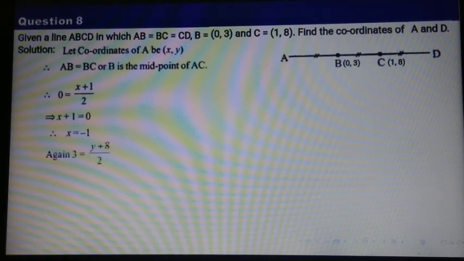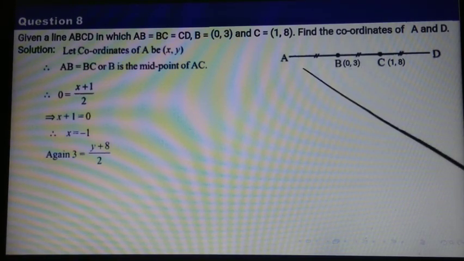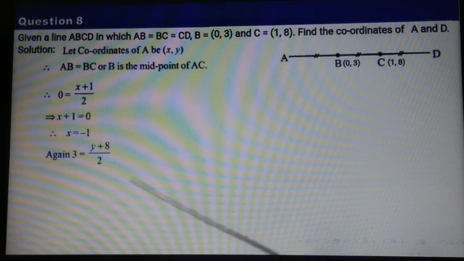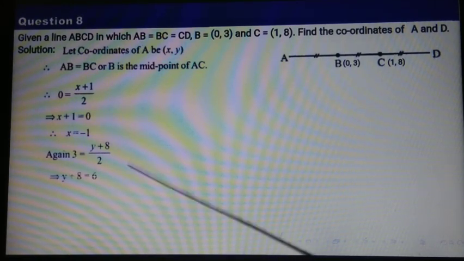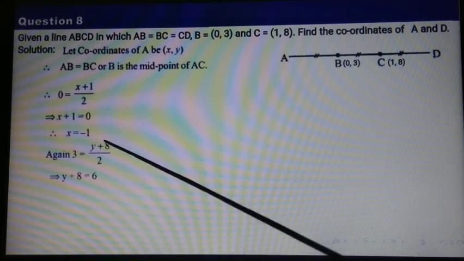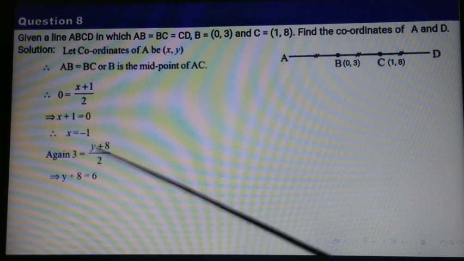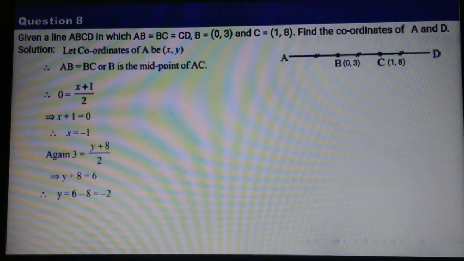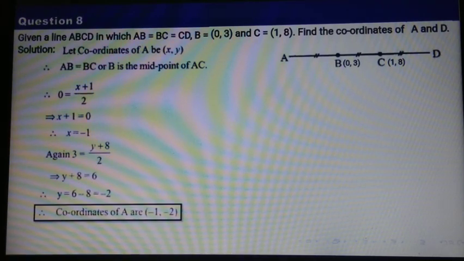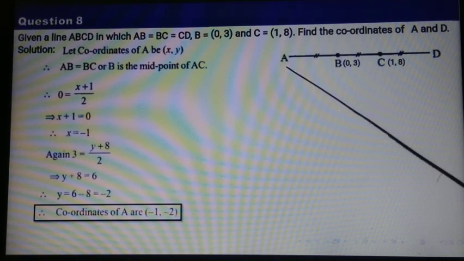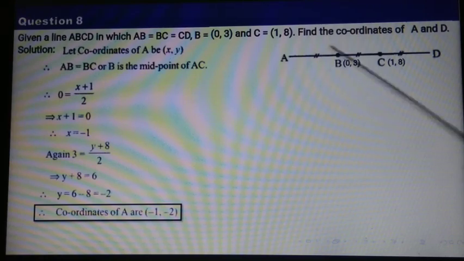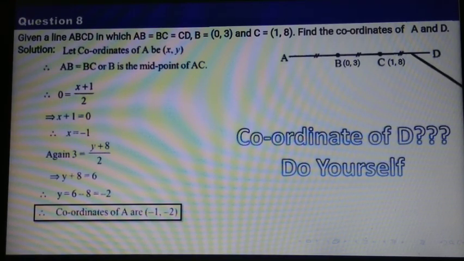Similarly, let's find the value of y. So this 3 will be equal to (y + 8) divided by 2, right? So find the value of y from here. 3 into 2 is 6, so from here y turns out to be -2. So the coordinate of A is how much? (-1, -2). So we found the coordinate of A now.